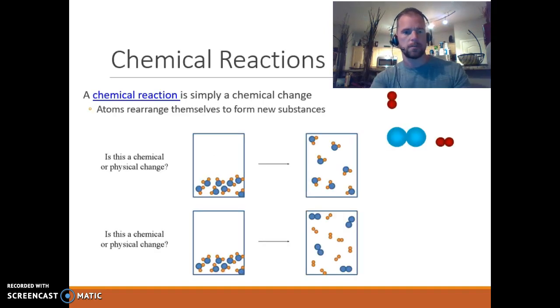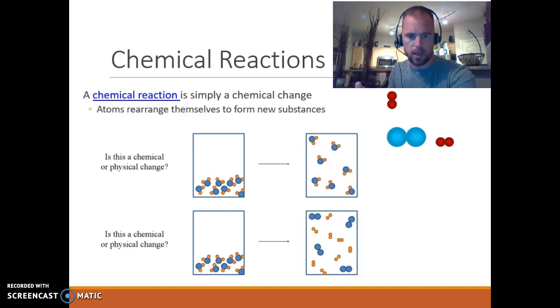7.1 in your textbook. So to start off, what is a chemical reaction? A chemical reaction is simply a chemical change. It's one in which atoms are rearranging themselves to form new substances. So anytime something new is formed, a chemical reaction has taken effect.